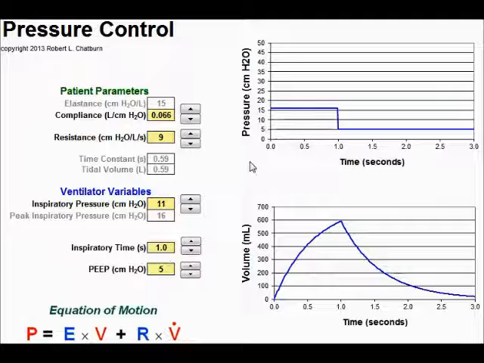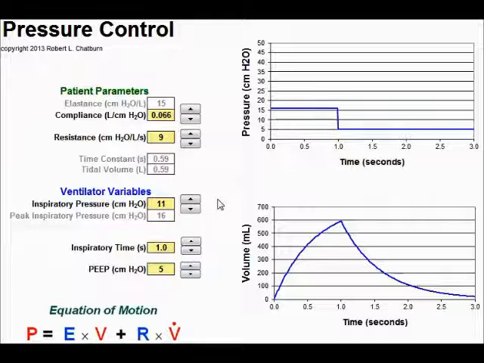When you look at the measured outcomes from these settings, I see my pressure is constant, which is 16, and that is just my inspiratory pressure over my PEEP. So that gives me 16 centimeters of water. And for my volume, I'm getting approximately 600 milliliters of tidal volume with every breath.